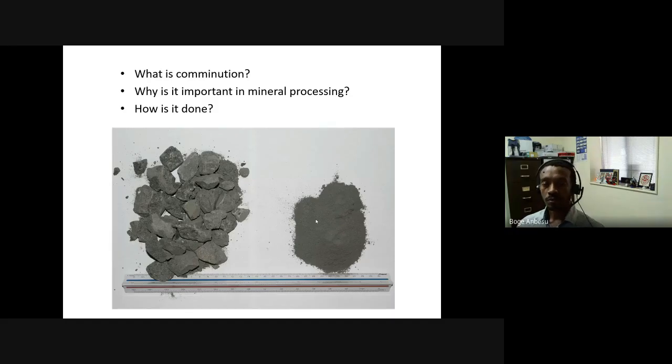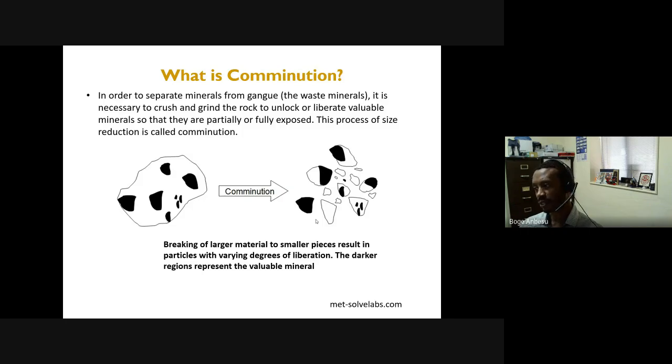In today's lecture, I'll talk about what comminution is in general, why it is so critical in mineral processing operations, and also how we do comminution. In simple terms, when we say comminution, we're just talking about reducing the size of particles. From any given size, you can crush or grind the rock into smaller pieces, and that process is simply known as comminution. It's a process of size reduction, and it's done for a number of reasons.